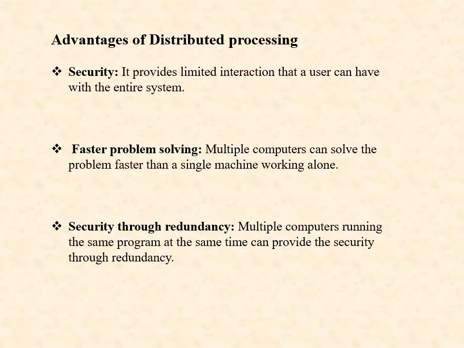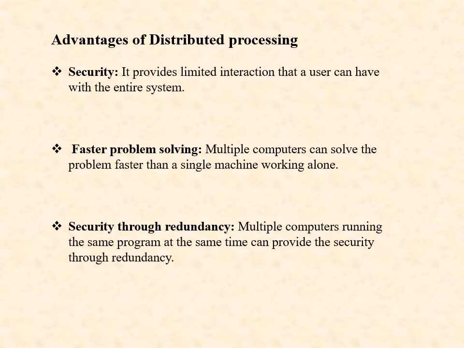First one, security. It provides limited interaction that a user can have with the entire system. For example, a bank allows the users to access their own accounts through an ATM without allowing them to access the bank's entire database. The next advantage is faster problem solving. Multiple computers can solve the problem faster than a single machine working alone.